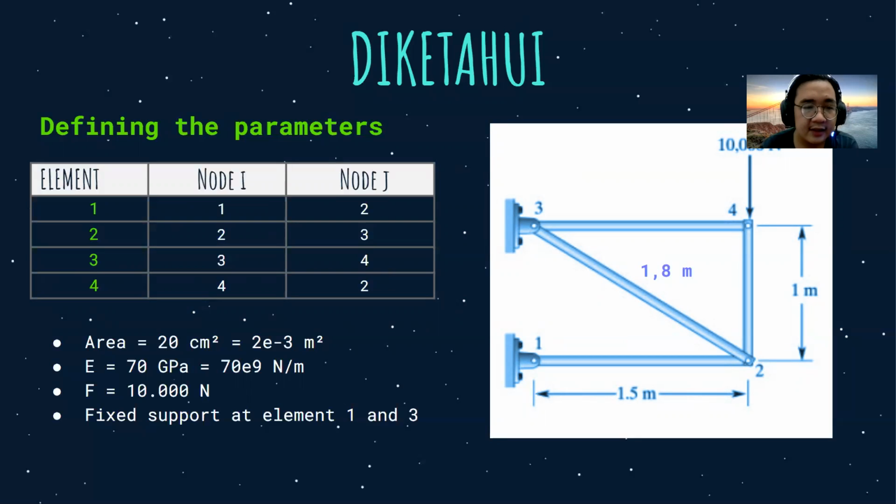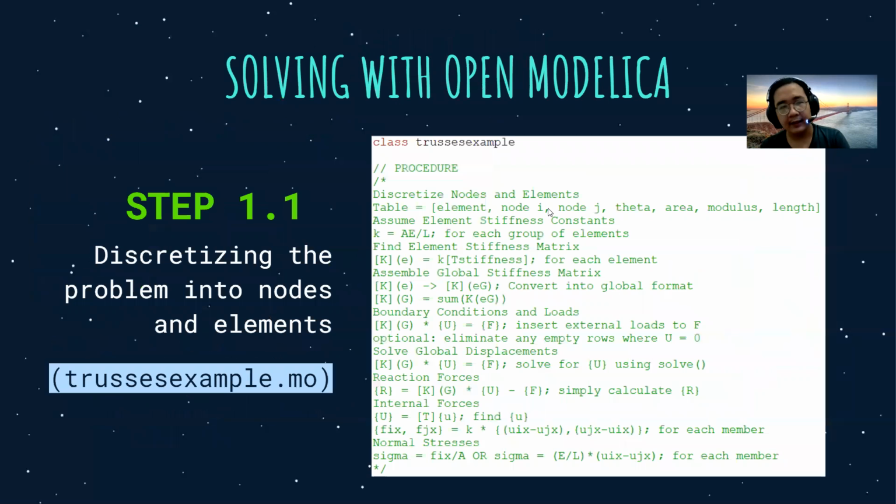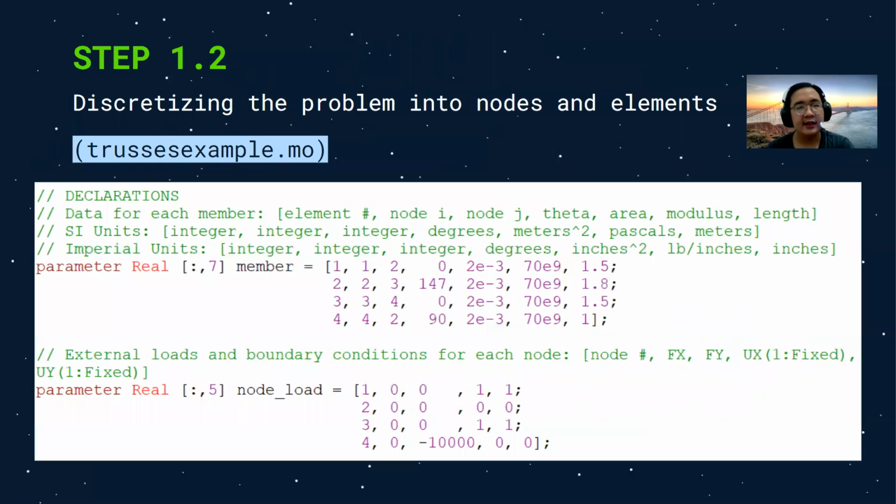The area is 20 square centimeters. The modulus of elasticity is 70 GPa. The force is 10,000 Newton, and there are fixed supports at element 1 and 3. And then we're going to solve it in OpenModelica. First, we need to discretize the problem into nodes and elements like in this picture. And second, we have to input the parameters in this matrix.